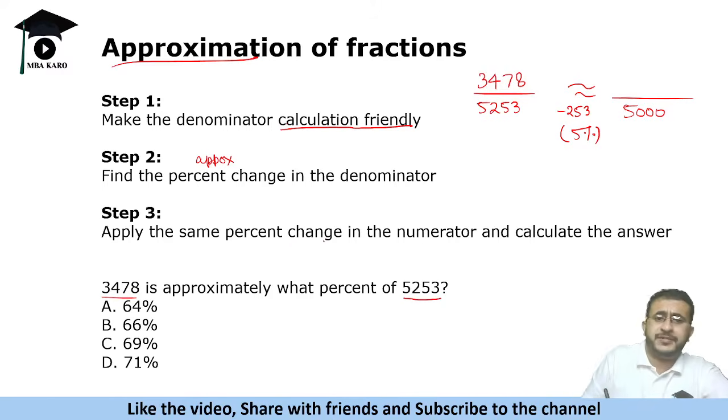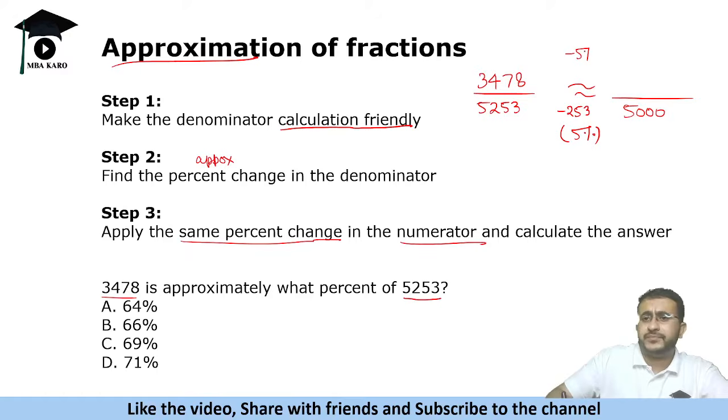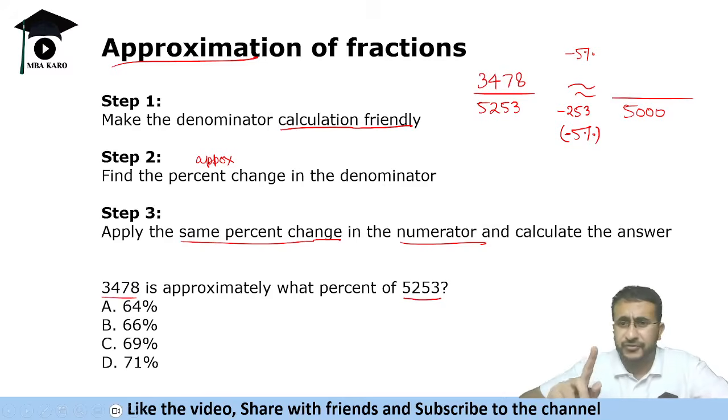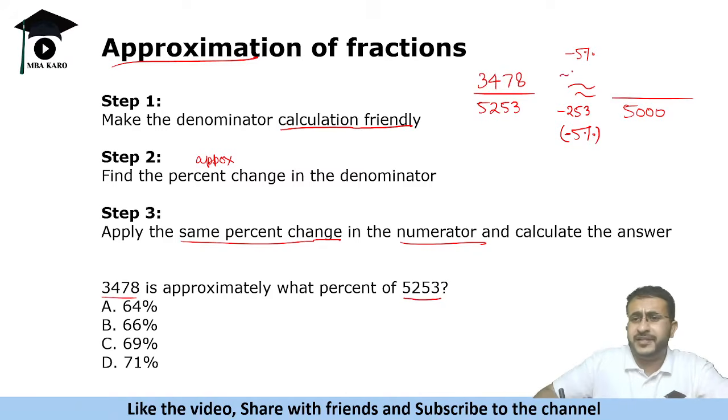Okay, apply the same percentage change in the numerator. So subtract 5% from this numerator also. Okay, now this is 3478. 34 is 1%. 34 into 5, 170. Okay, so roughly 170 you can subtract, right? You do not have to tell the exact value. Maybe you can take 178 also. Okay, round off value. So even if you take 170, you will get 3308. ये वैल्यू आएगी, रफ वैल्यू, वेरी रफ कैलकुलेशंस.